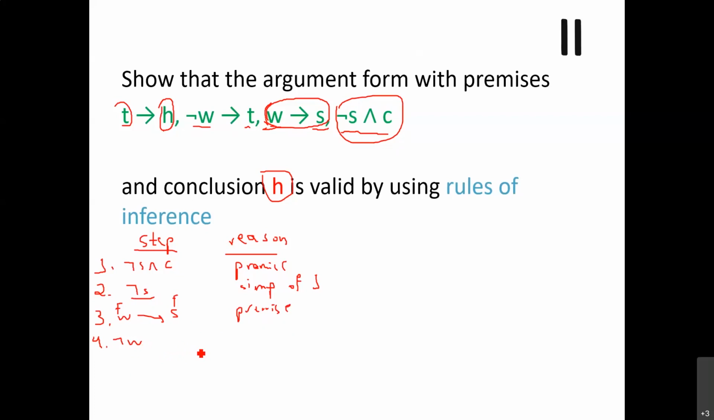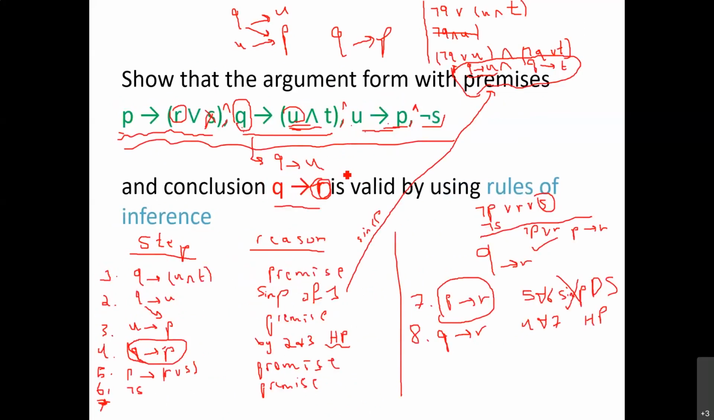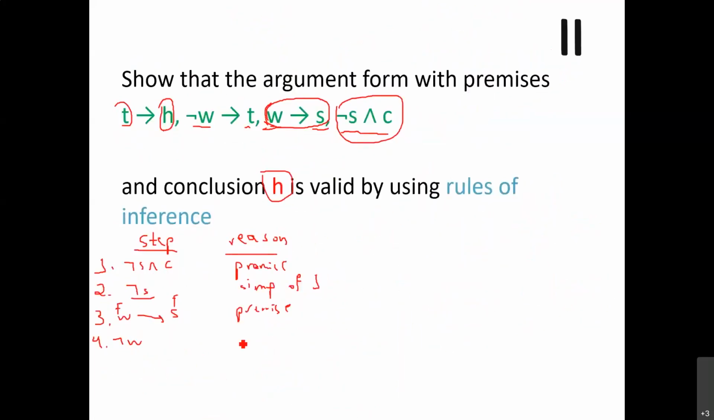But I just need to get the name of the rule, which is, I think it's this one. Modus tollens. Yeah, it's this one. This is your S. This is your W. You have not S. So you can conclude that you have not W. Okay. Modus tollens of 2 and 3. Or 5.